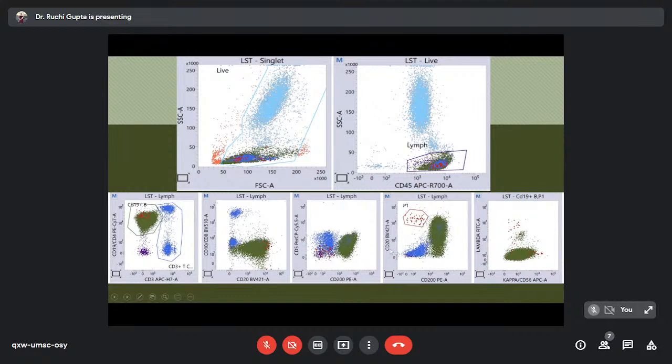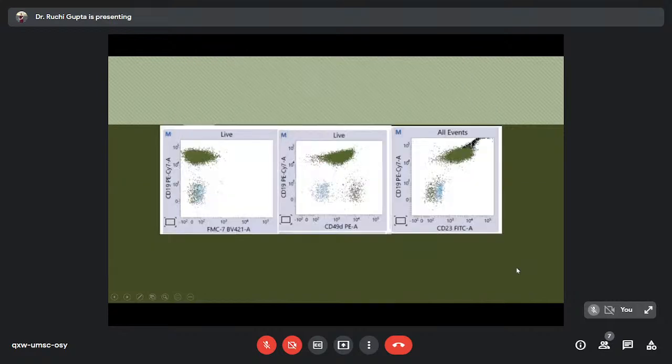You see, this is ranging from almost 10 to the power 2 to 10 to the power 4. Whereas if you see the expression of CD19, it is crossing even 10 to the power 4 on the MFI. This is one feature which helps us identify that probably this is a case of CLL. Further, there is clonality for kappa light chain. FMC7 is negative, so this particular case is expressing CD49D, and it is also positive for CD23. So this is a typical phenotype of CLL.